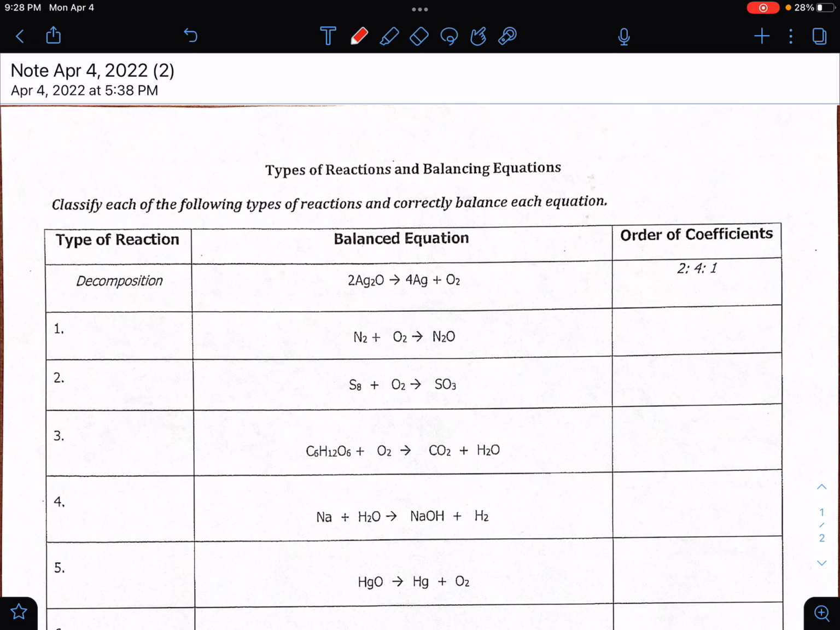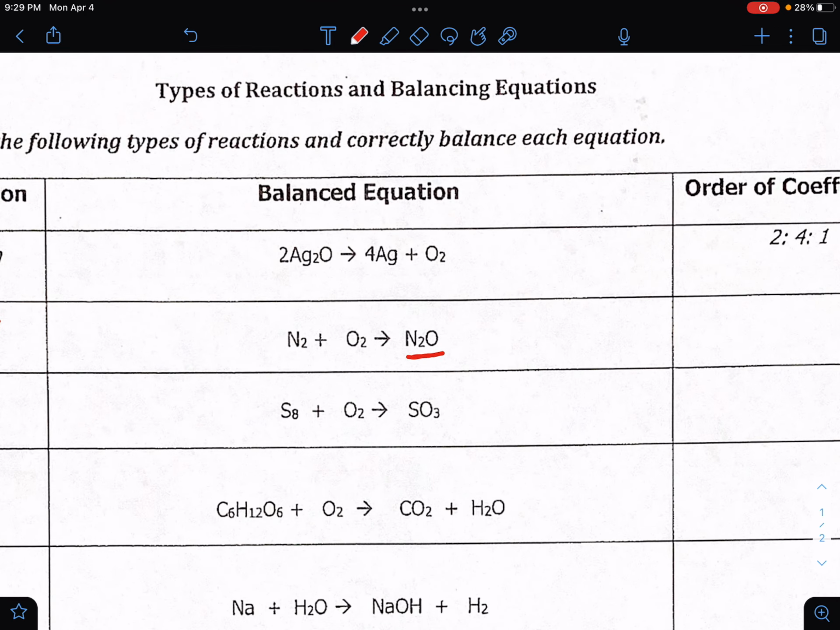I have N2 plus O2, and that gives me one product here. Anytime you're taking two things and you're making one product, this is going to be a synthesis reaction. So making two things into one, that's going to be called synthesis. Now let's worry about our balancing part.